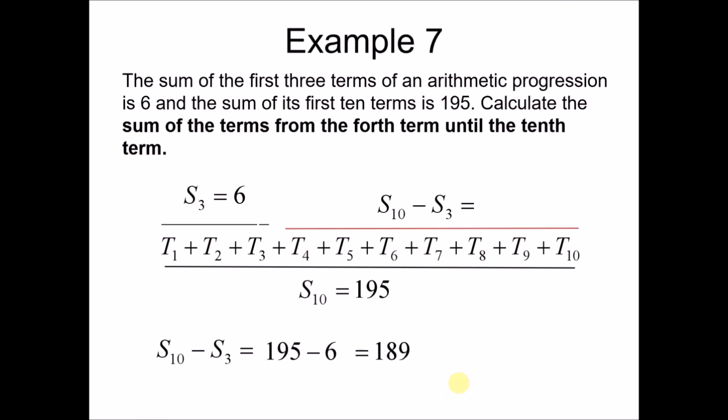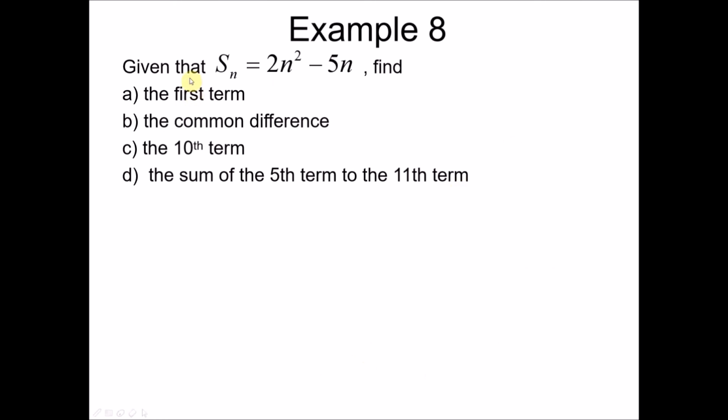We try a similar question. Now, given that Sn equals 2n squared minus 5n, find the first term A, the common difference D, the 10th term T10, and also the sum of the 5th term to the 11th term. This one is similar to example 7, but we have to find these values first.